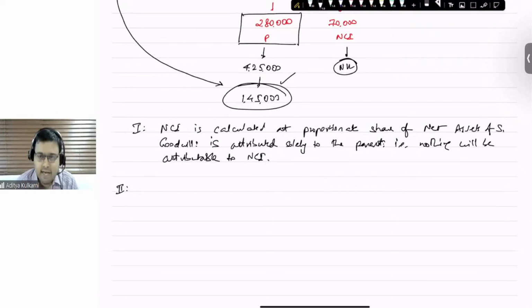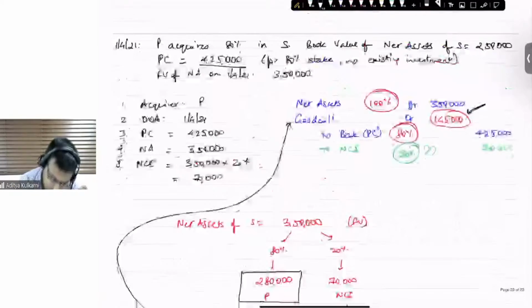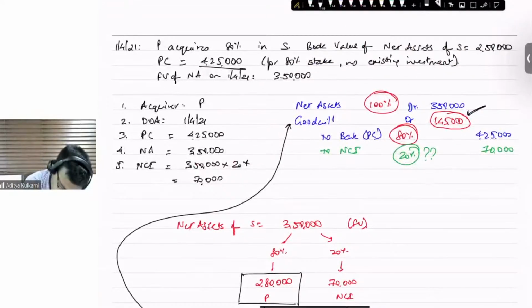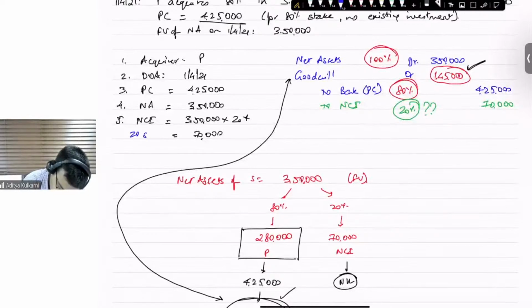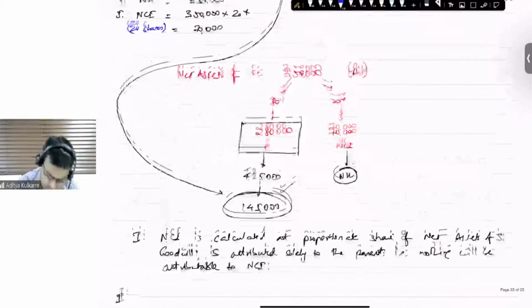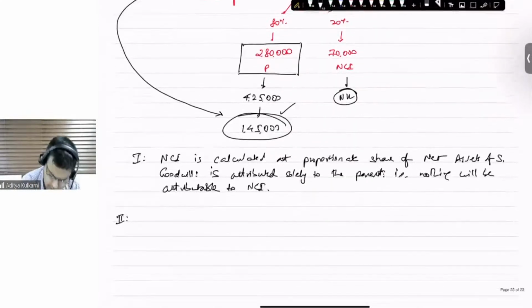In the second scenario, Ind AS 103 gives another option of calculating the NCI. Let us assume that when I say 80% stake, it means 80 shares. So NCI stake is 20 shares. Okay, I'm keeping it simple so that you can understand.